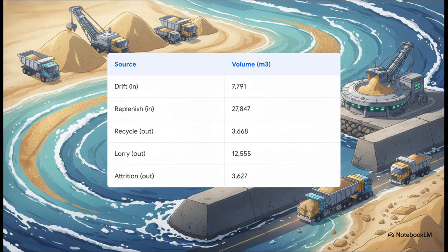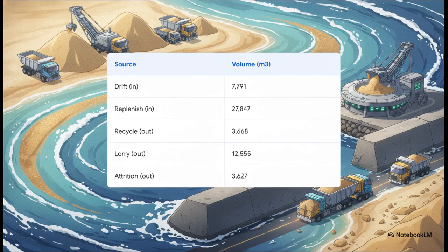Okay, let's actually crunch the numbers for the West Beach subcell, which sits updrift of the breakwater. Just look at these inputs. We have 7,791 cubic meters coming in naturally from longshore drift. But wow, look at the human input. A massive 27,847 cubic meters of artificial beach replenishment.